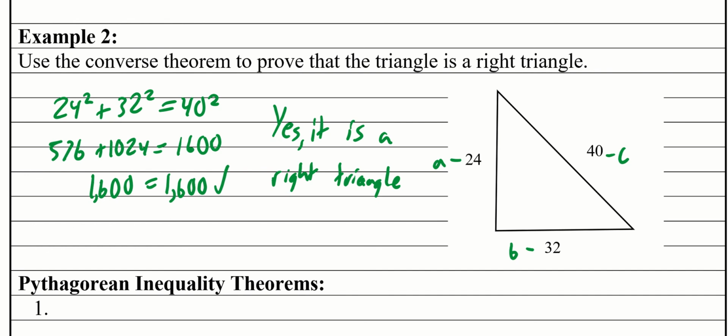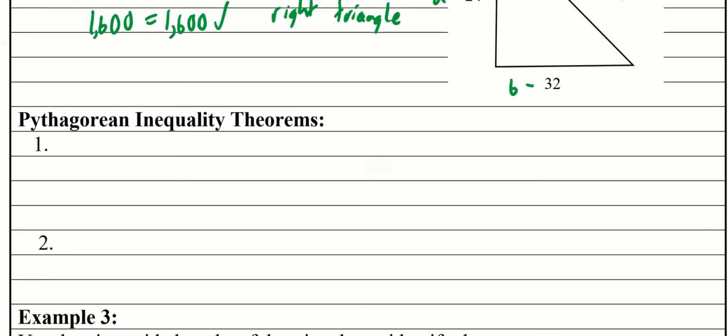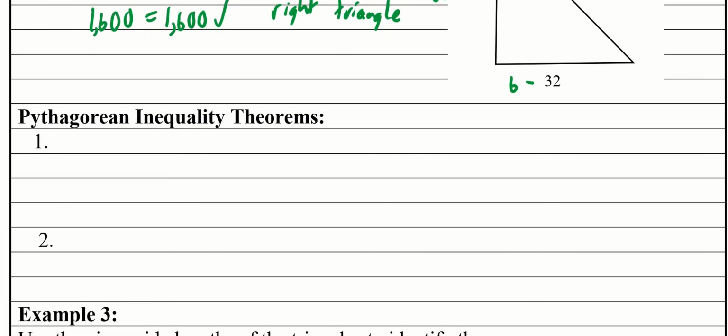Like I mentioned, there's going to be some times where it does not come out to be the same, and that's where we come up with these last theorems here, which is what we call the Pythagorean inequality theorems. Okay, the Pythagorean inequality theorems say this. It says if a triangle has three side lengths, and again, we'll just say A, B, and C.